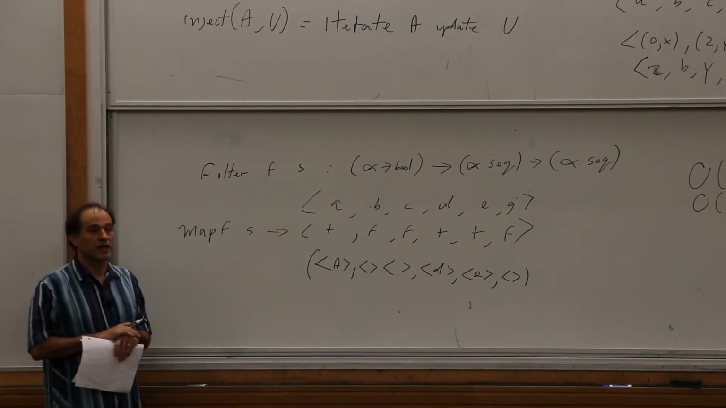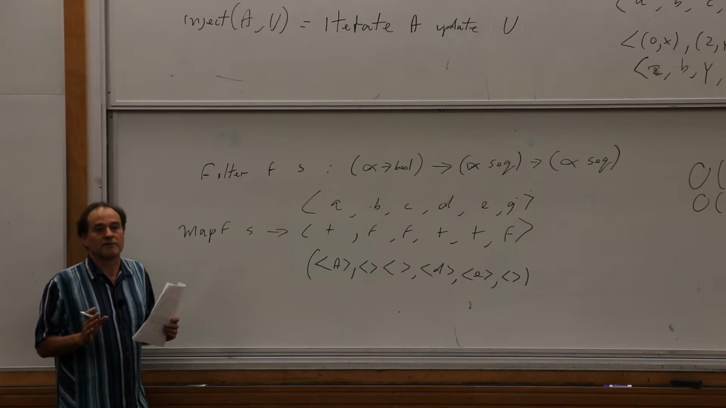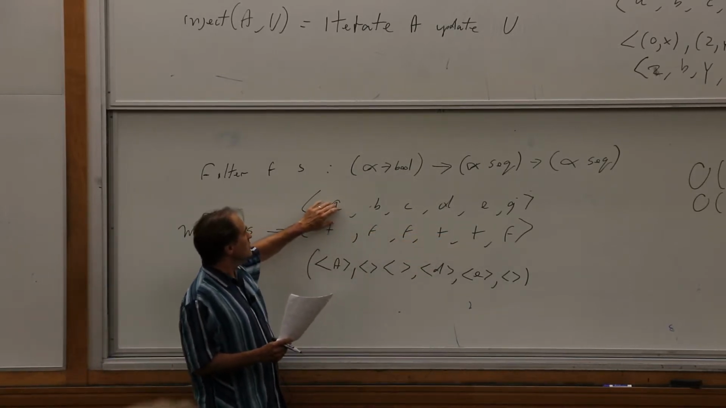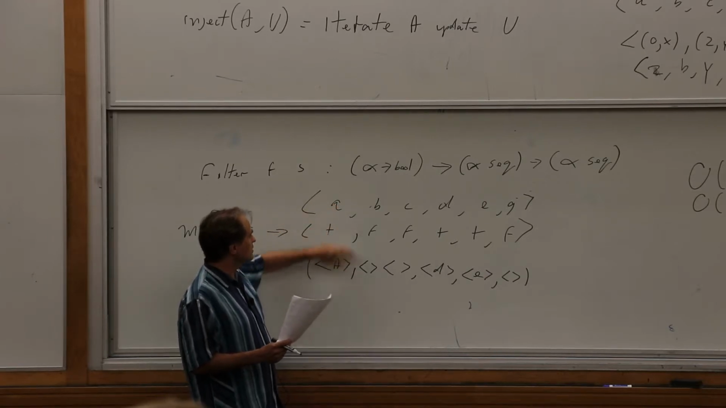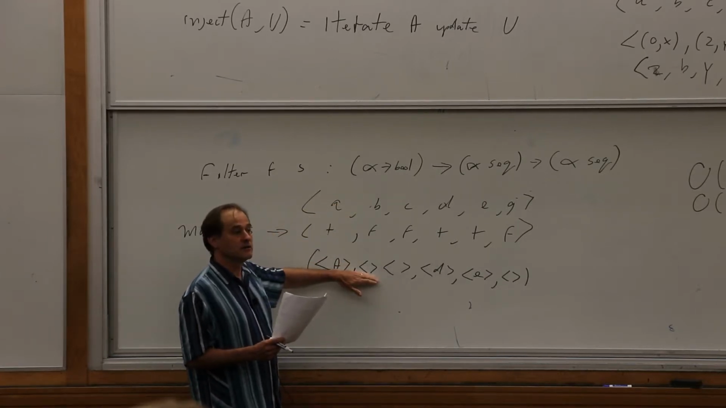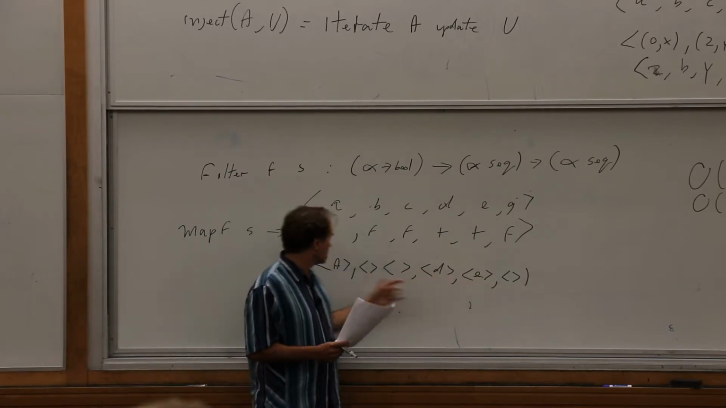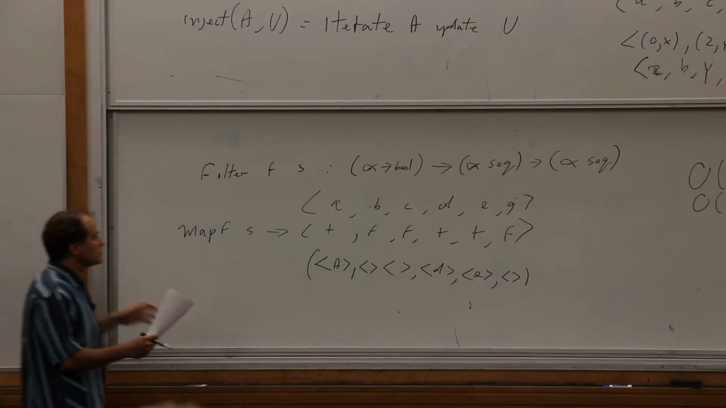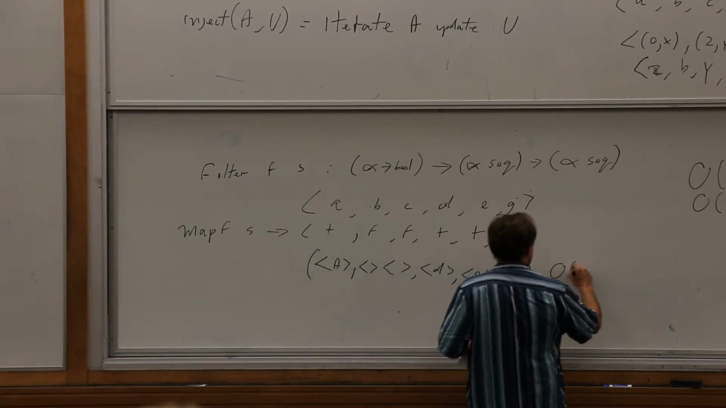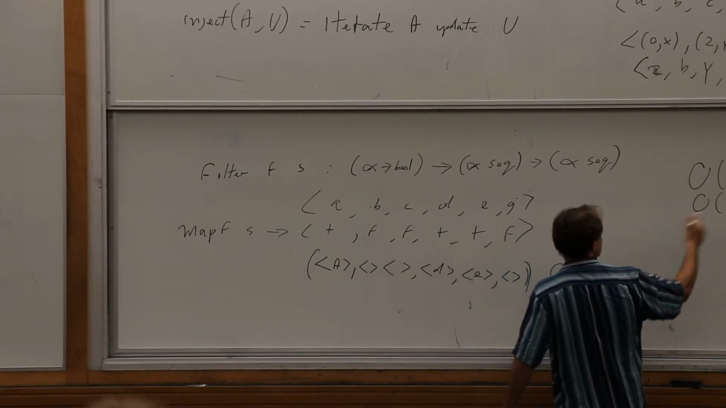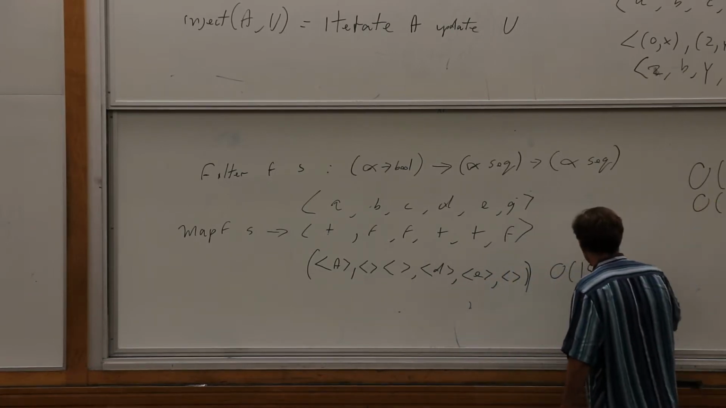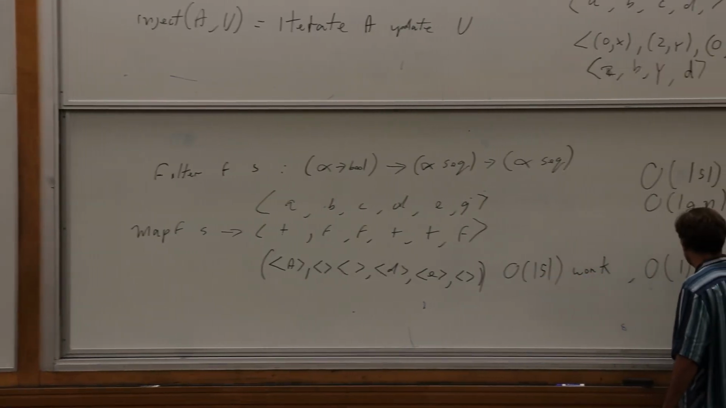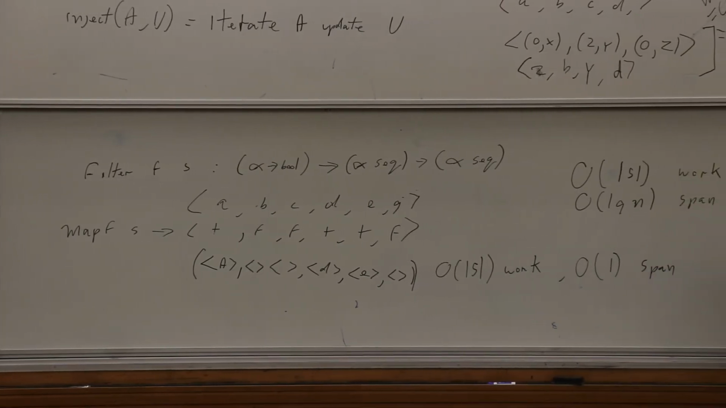Does everyone believe we can do that with a trivial tabulate? We just tabulate over the locations and evaluate the function. If the function is true, we create a singleton. Otherwise, we create an empty. And the function is constant work because creating a simple singleton is constant work. So we can generate this in order size of S work and order 1 span. So this is what you were suggesting, right?